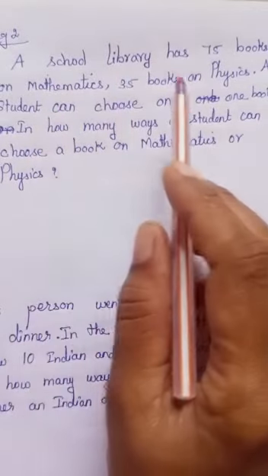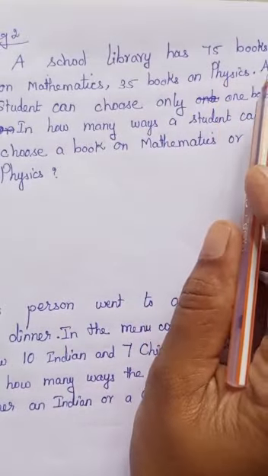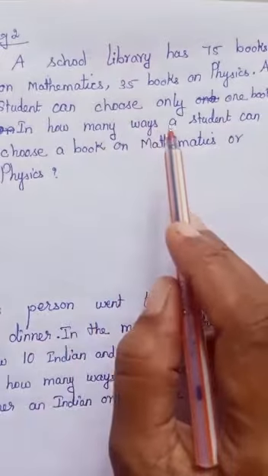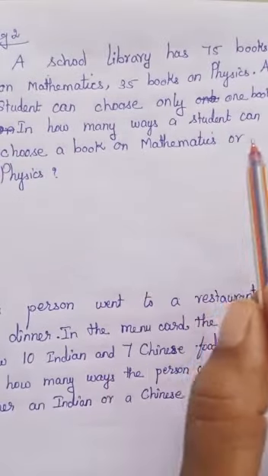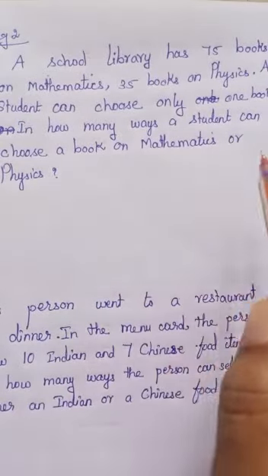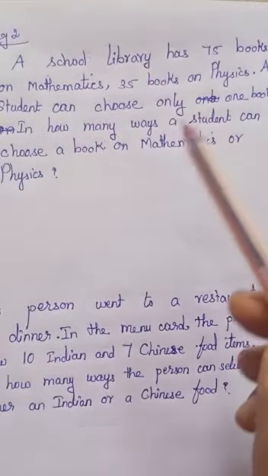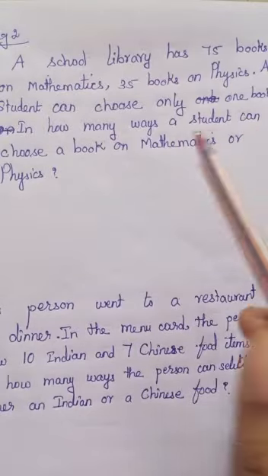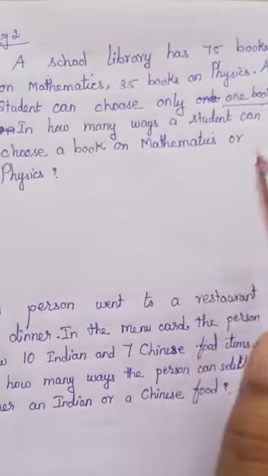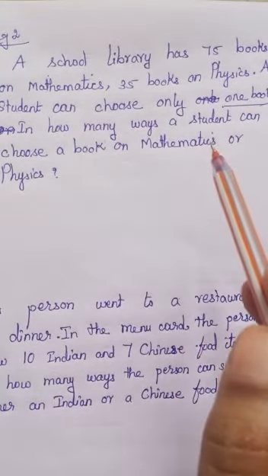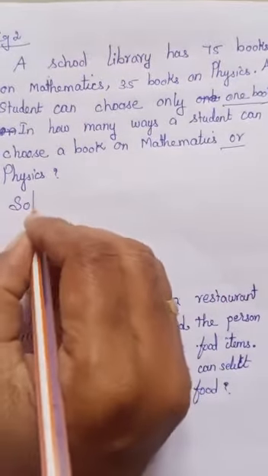Example 2. A school library has 75 books on mathematics, 35 books on physics. A student can choose only one book. In how many ways a student can choose a book on mathematics or physics? That is important. So this or that. So it's very well understood. We have to use the sum rule.